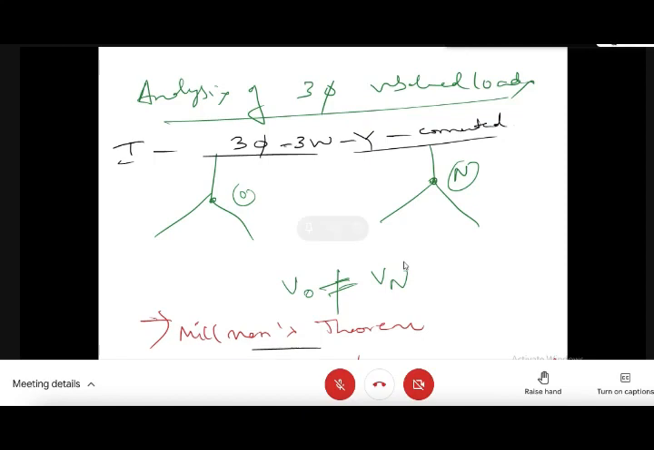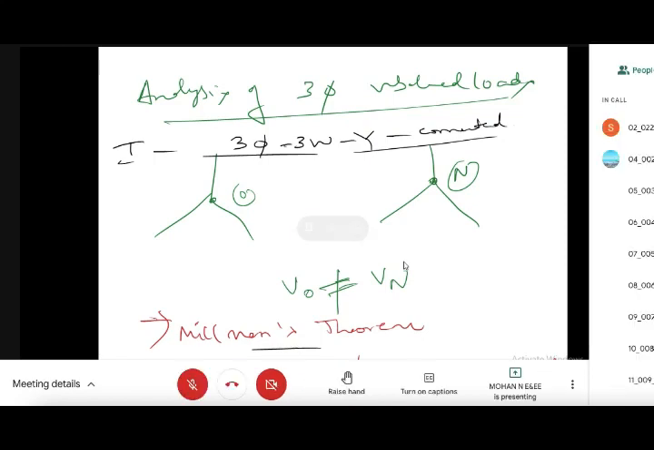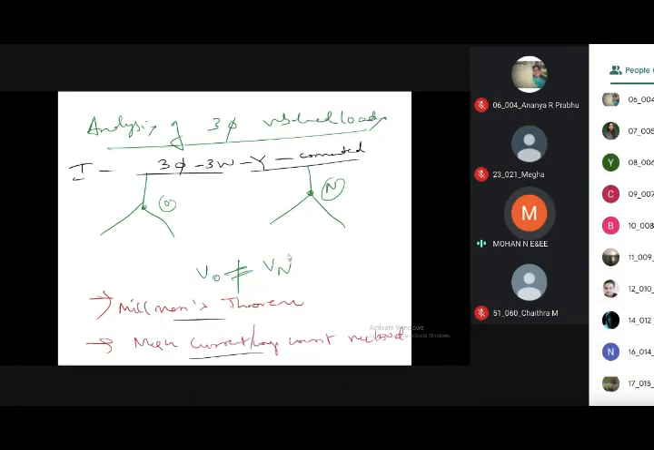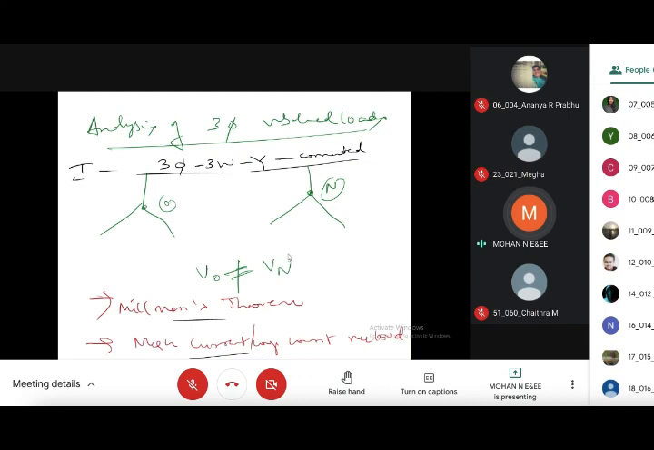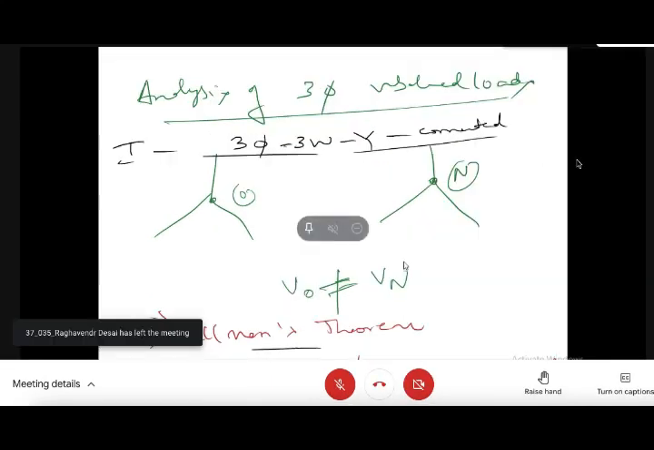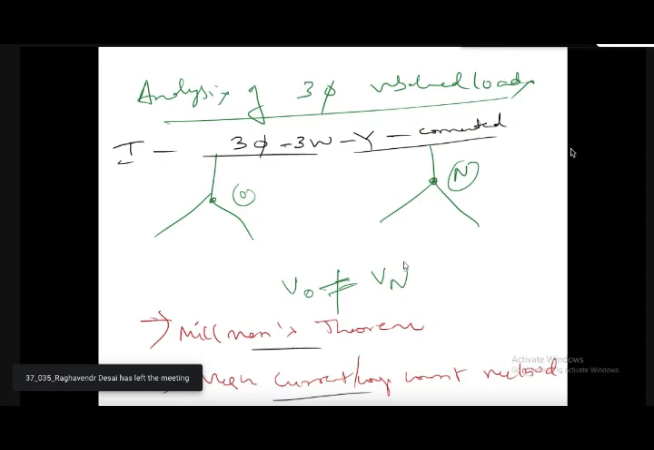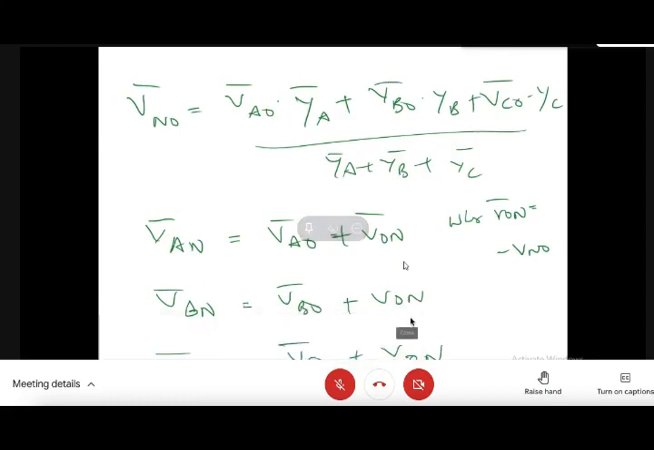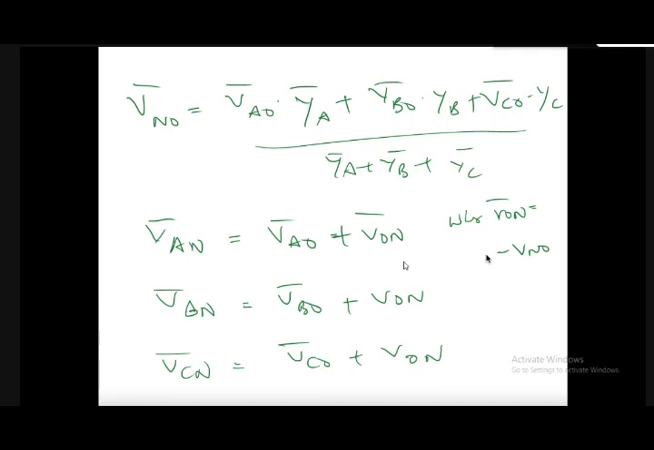So in this case, how to find these voltages and currents? You can use Millman's theorem and the mesh current or loop current method. In the last class we discussed Millman's theorem. It is VA0 into YA, plus VB0 into YB, plus VC0 into YC, divided by YA plus YB plus YC.